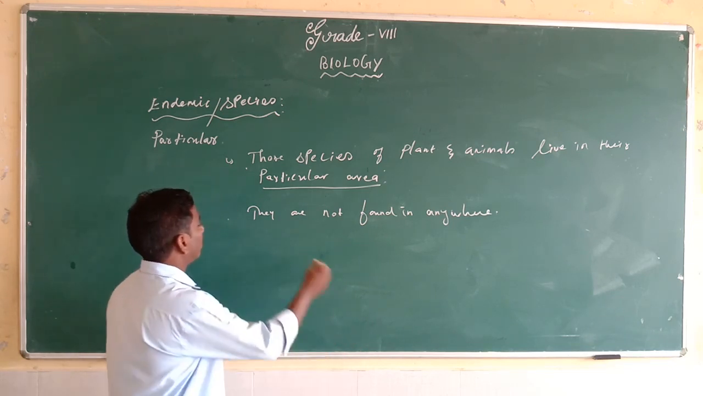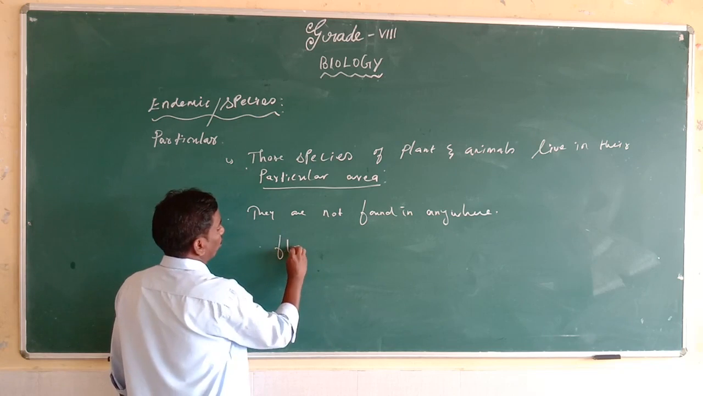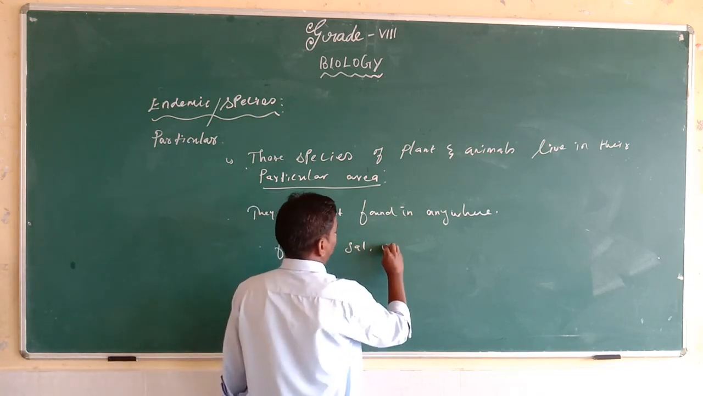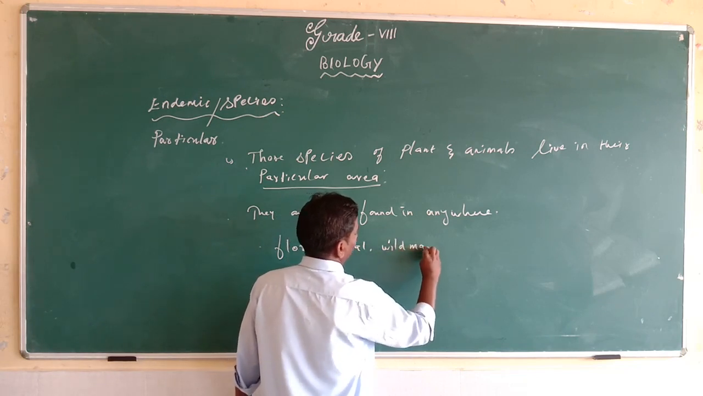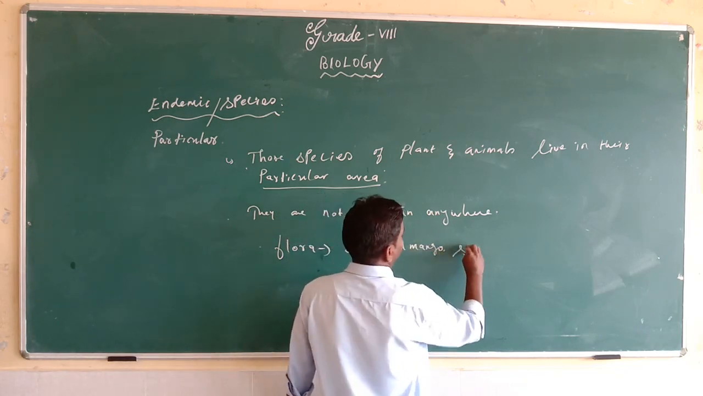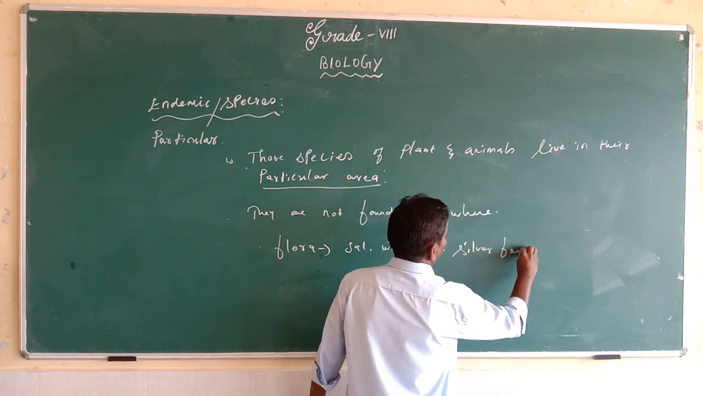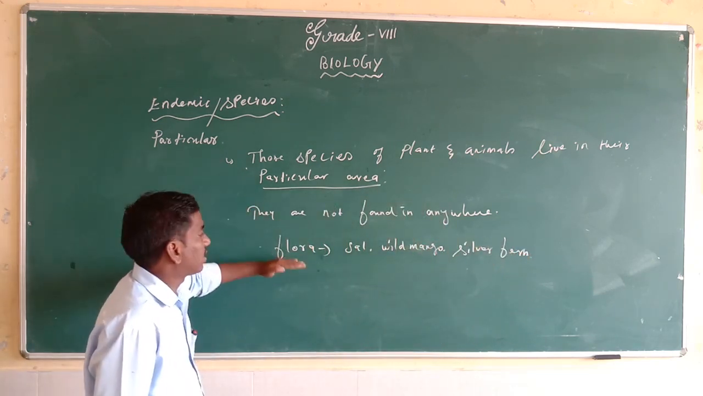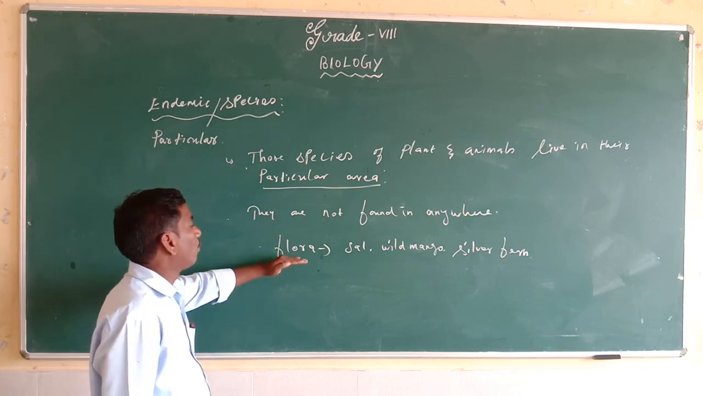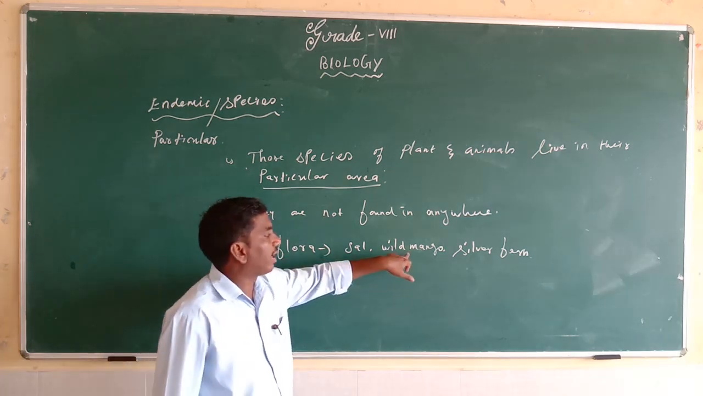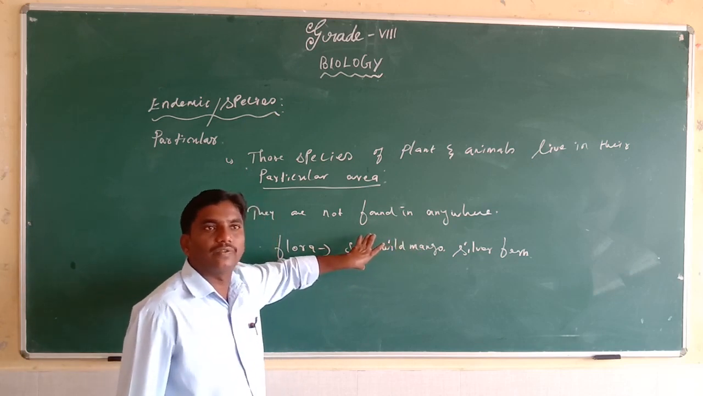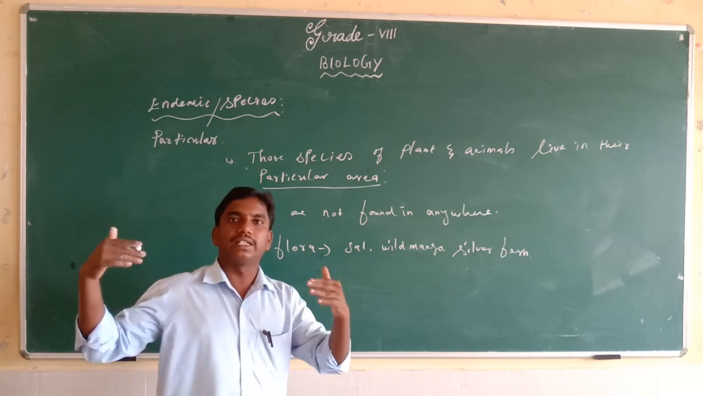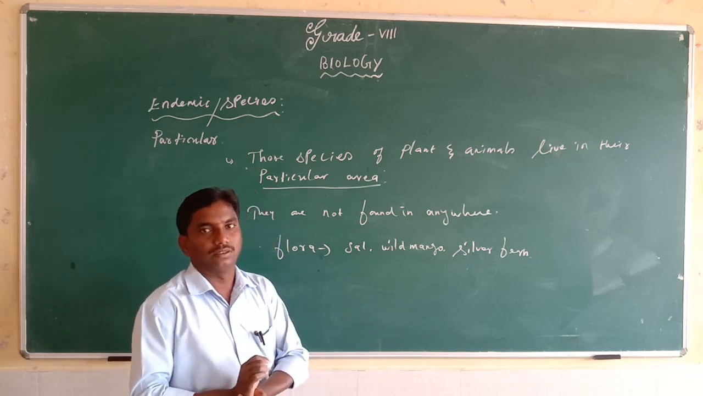particular area only. For example, among the flora, as I have already explained, the salt and the wild mango, and the silver fern. These are examples of endemic species of flora, endemic flora. So salt, wild mango and silver fern can be found in a particular area only. We never see them somewhere else, isn't it?